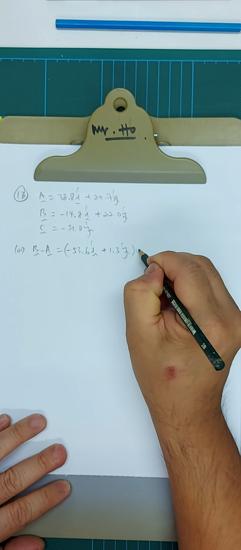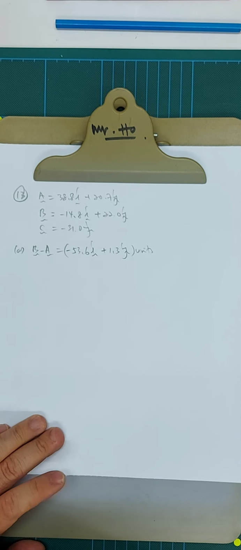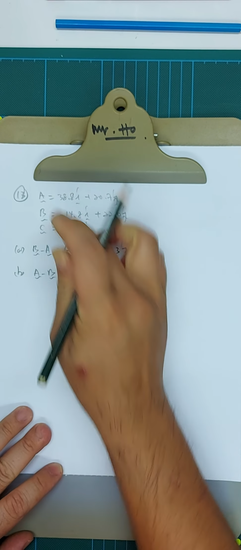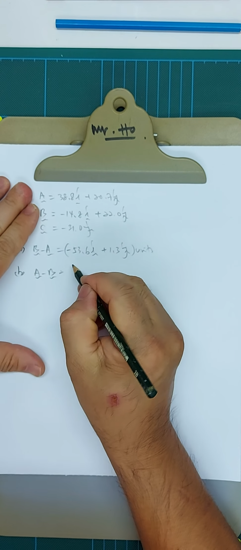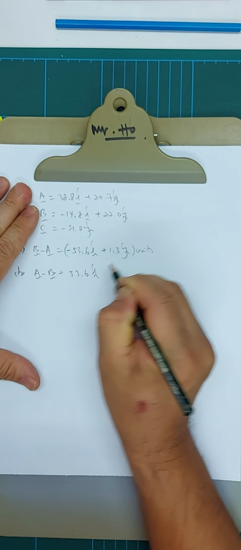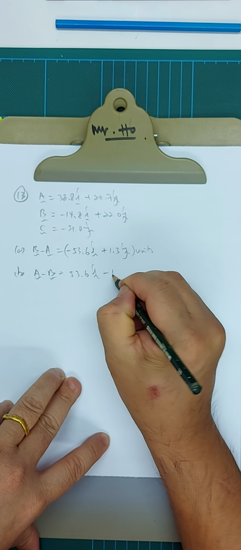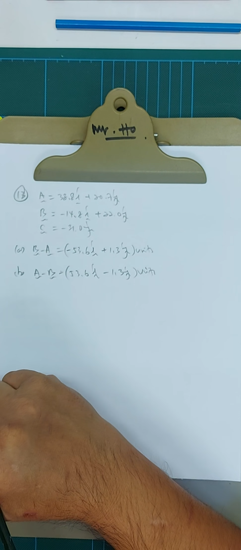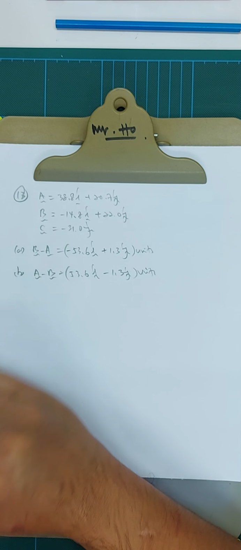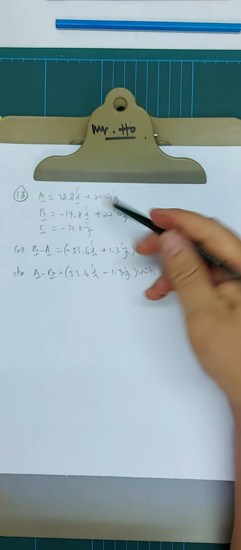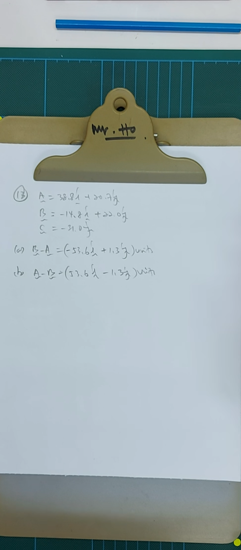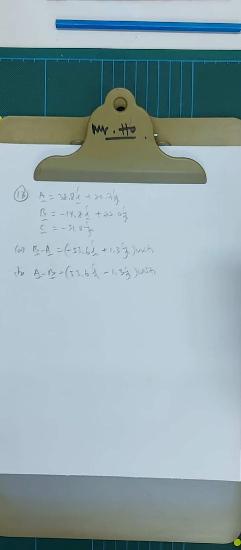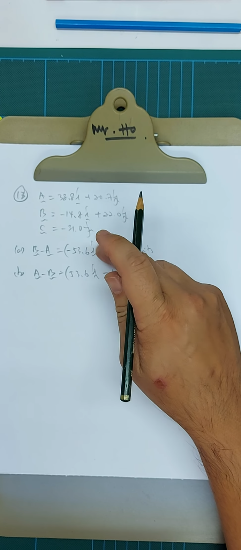Okay, 1.3 j units. Next one, a minus b. So a minus b, the answer will be positive 53.6i, and this one you minus that, you got negative 1.3 j units. Without using your answer in A, you calculate based on what you are given. And the next one is compare your results and see if they are opposite. Of course they are opposite. If you want to draw, you can see what happened to them.